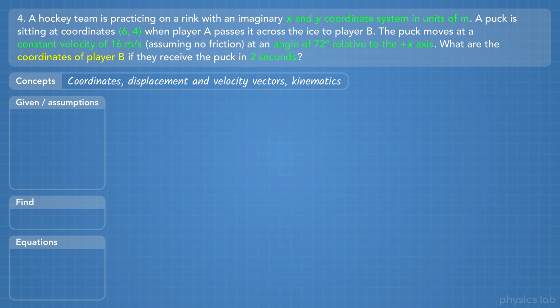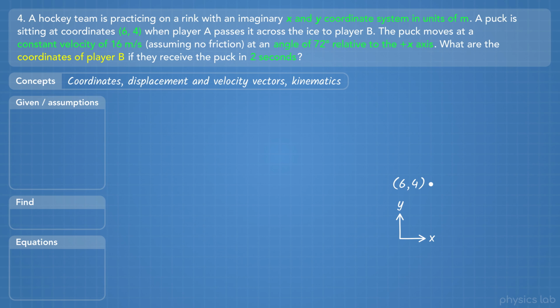A hockey team is practicing on a rink with an imaginary x and y coordinate system in units of meters. So the problem is talking about a real-world scenario, but we're going to describe things as if they're happening on an x and y coordinate system. Let's draw the x and y axes to start the picture. Next, a puck is sitting at coordinates 6, 4. Let's draw a dot to represent the puck and label its coordinates.